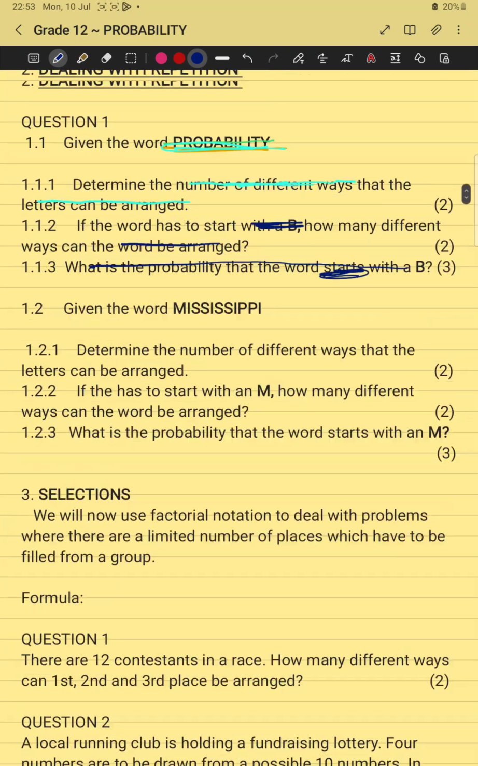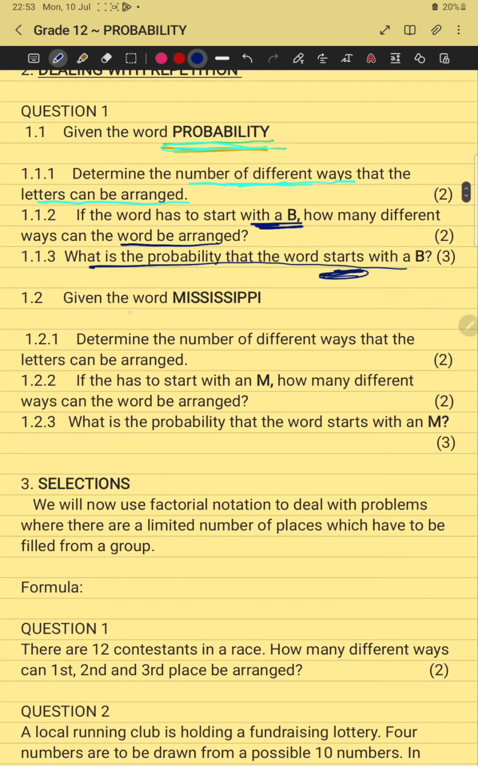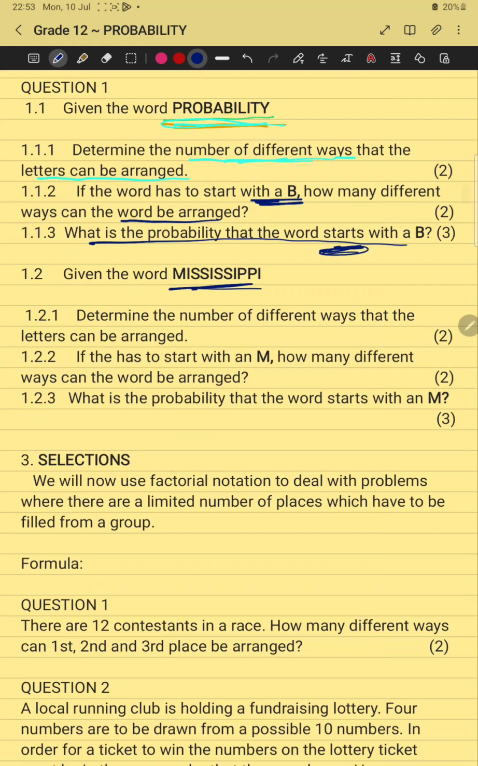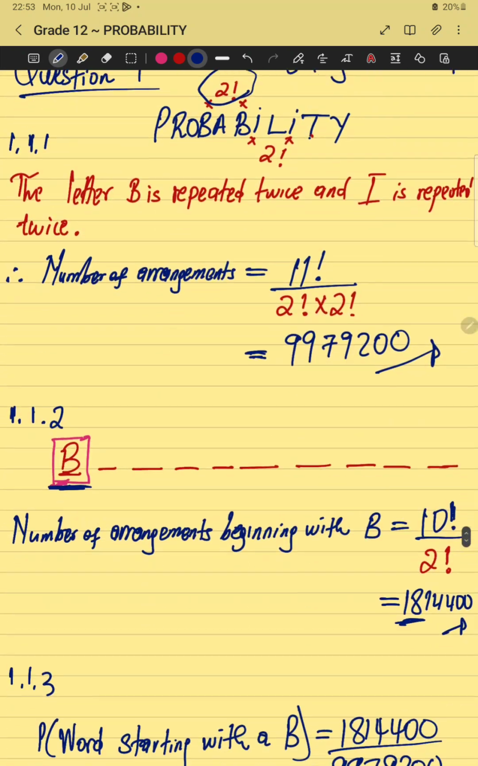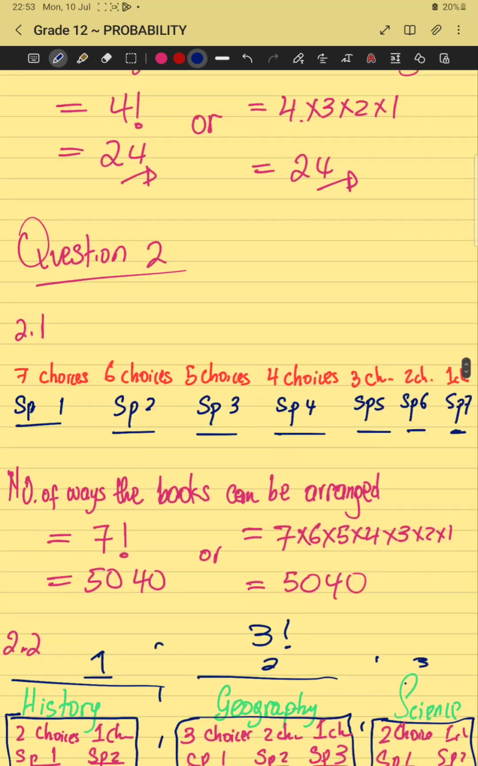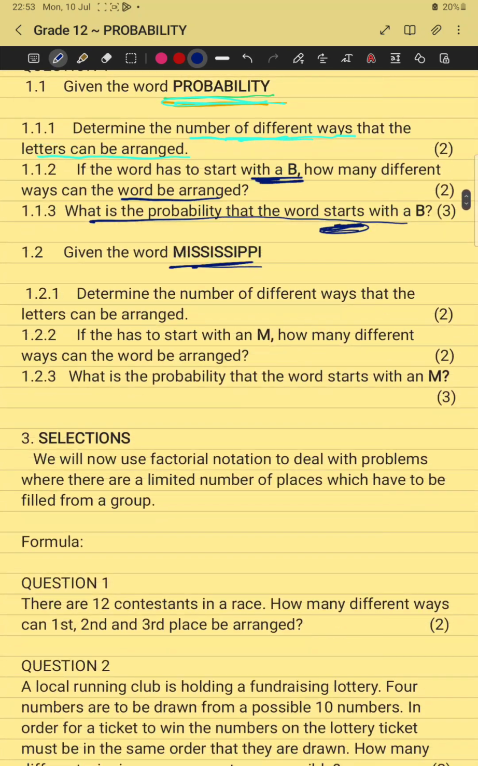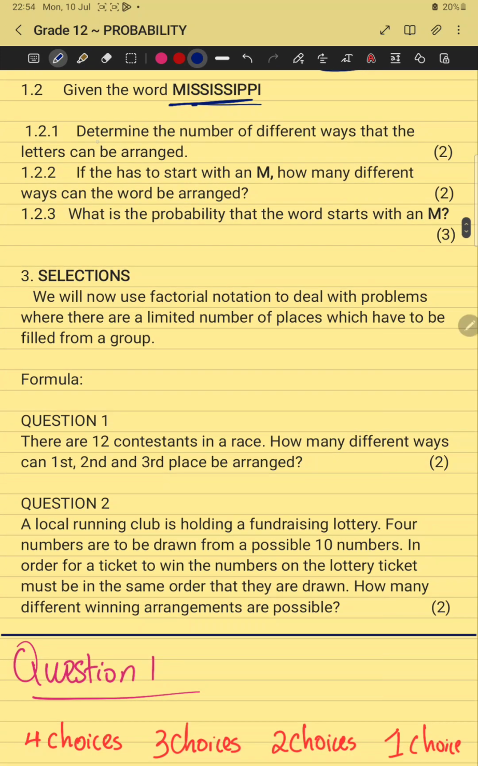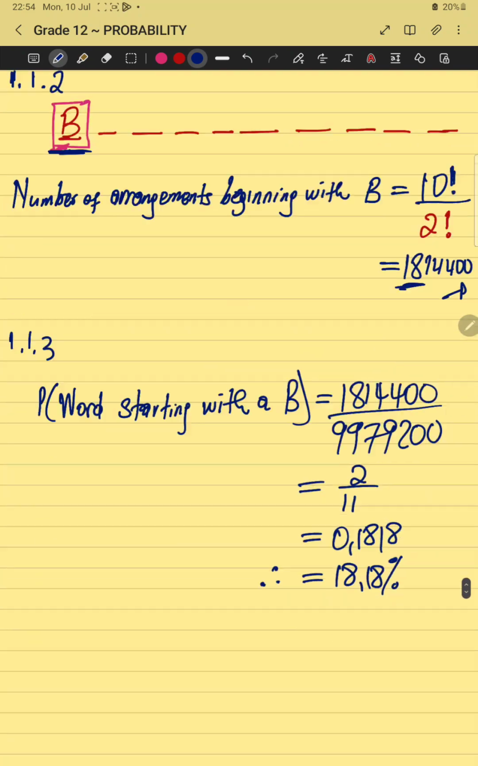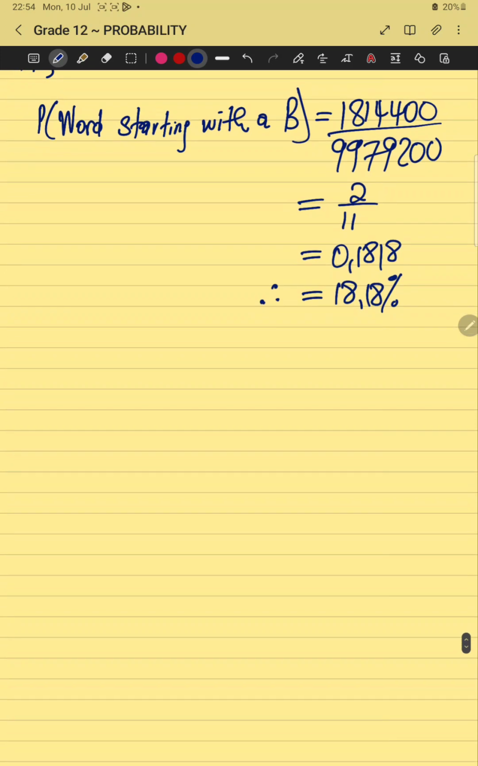Now let's move on to the next question. 1.2, given the word Mississippi. But guys, we're going to apply the same method here as in the word probability. So I'm just going to be fast in this question 1.2. So we determine the number of different ways that the letters can be arranged. So we first count the number of letters that are there, like we did in probability.